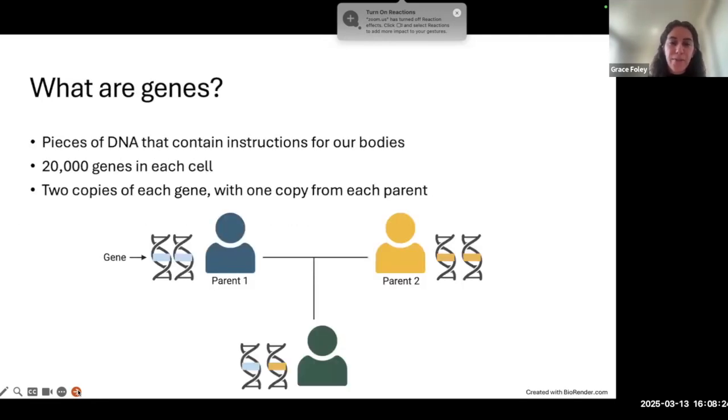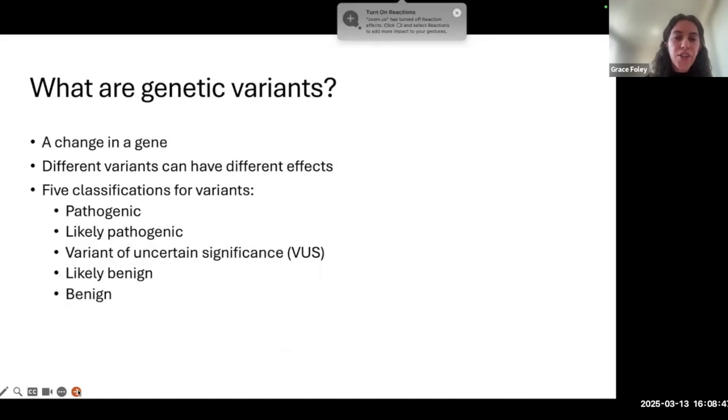To provide some background information, I'll begin with an overview of what genes are. Genes are pieces of DNA that contain instructions for our bodies to do things like make our hair or eyes a certain color. We each have about 20,000 genes in every cell in our body, and we typically have 2 copies of each gene, and 1 copy of each gene comes from each of our biological parents. There can be changes in 1 or both copies of a gene in a given person compared to what we might expect to see for that gene in other people.